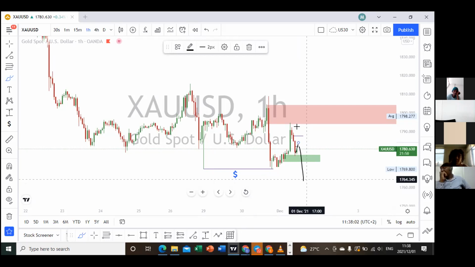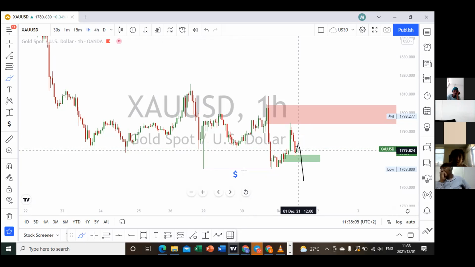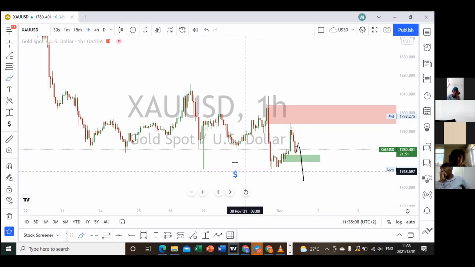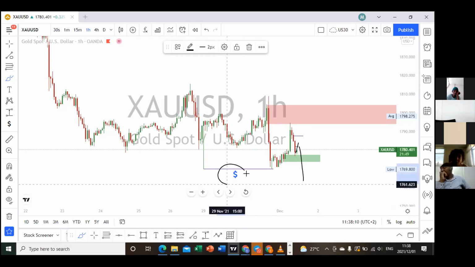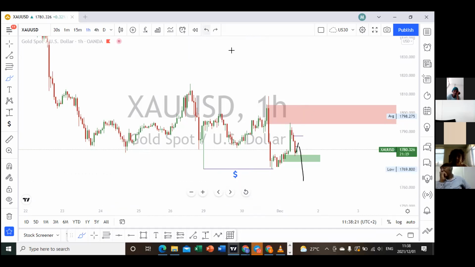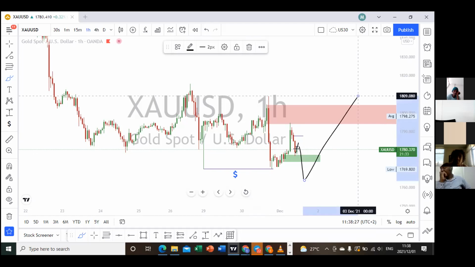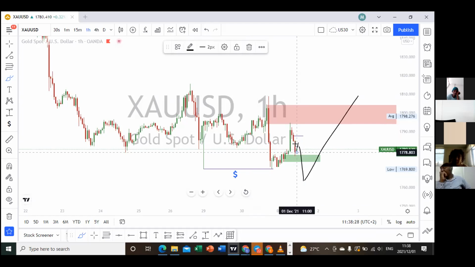The reason why I'm also expecting gold to keep shooting downwards is because, as you can see here, we left something. There's a lot of money sitting here, a lot of liquidity sitting down here that needs to be grabbed. So the market makers, before they move to the intended direction, firstly go and grab their liquidity before they shoot upwards or to the intended direction.